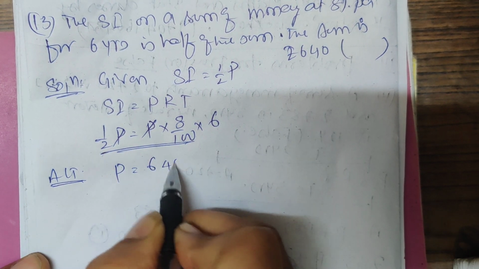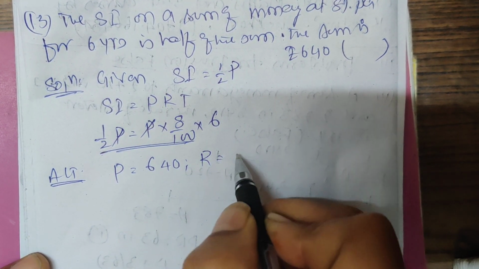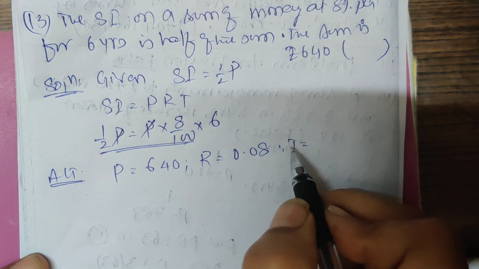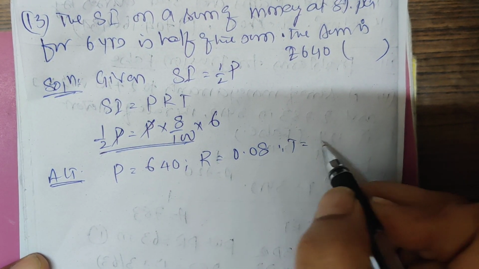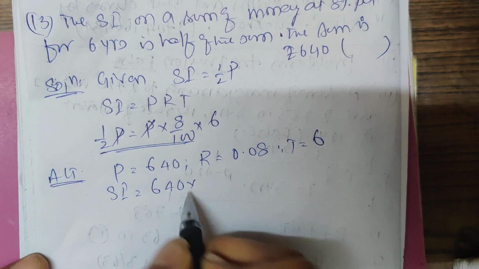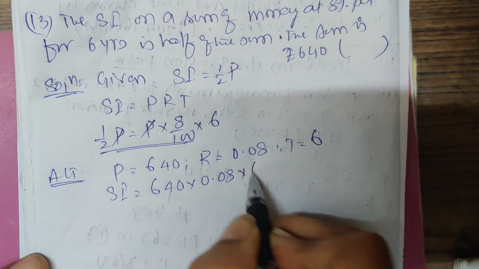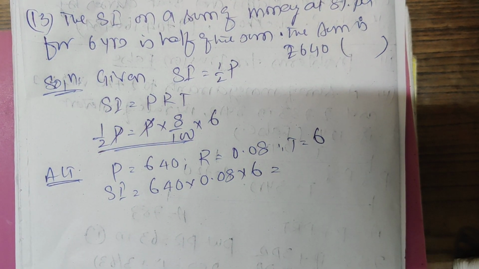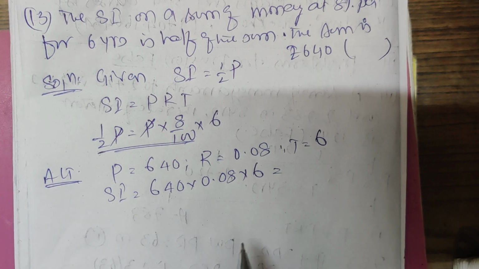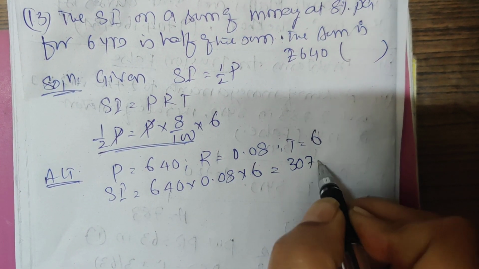Principal is equal to 640. Rate is equal to 0.08. Time is equal to 6 years. Simple interest is 640 into 0.08 into 6. If it is equal to 320, the statement is correct. 640 into 0.08 into 6 is equal to 307.2.